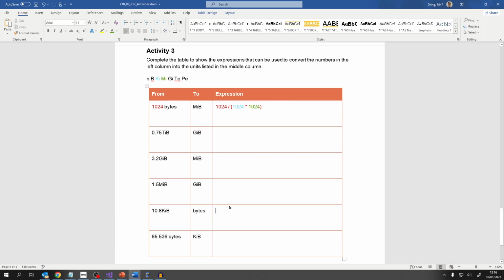I'll do one more and then you need to do the rest. 10.8 kilobytes in bytes. So 10.8. If we need to get to bytes, all we need to do is multiply this time by 1024 because we're going from kilobytes to bytes. All of these increase by a factor of 1024 except for bytes, which is 8 bits. Okay, so a little bit of maths involved. Do not do the calculation. Do not write the answer. Do not work out what the answer is. Just construct an expression. I hope I've made that really crystal clear.